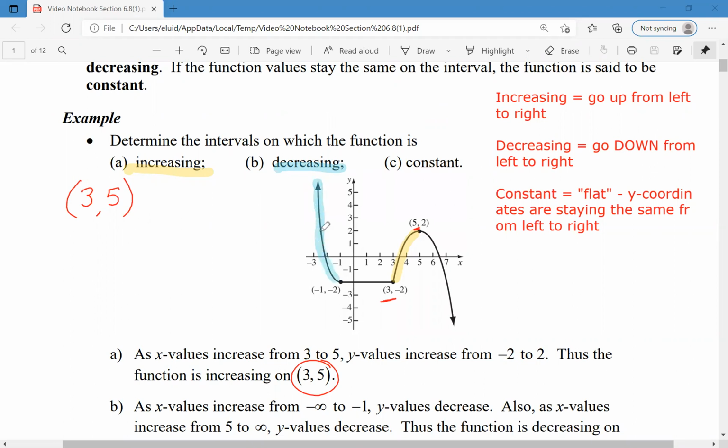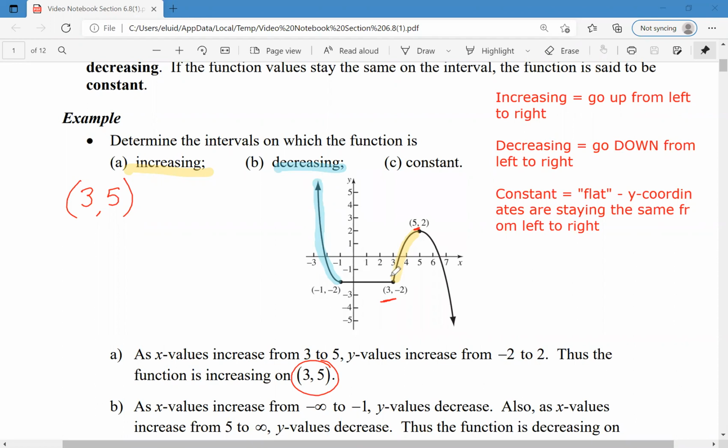Now this might be tricky. I know we're literally seeing an arrow pointing up, so you might think, oh, up means increasing. But if we read it from left to right, if we were to start at this up arrow and travel along the graph, really it is going down from left to right. The graph, the y coordinates are decreasing. So that's our first piece of the graph where it's decreasing.